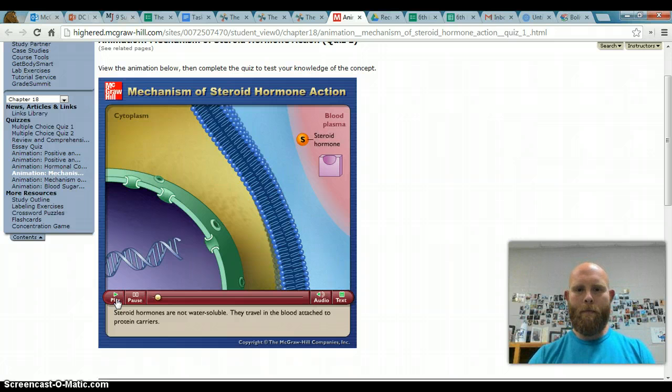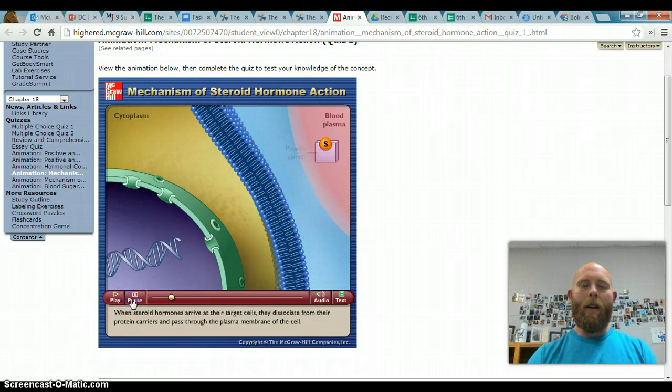Steroid hormones are not water soluble. They travel in the blood attached to protein carriers. Now remember, steroids are non-polar. They can't mix with polar substances, so therefore in order to make them mix, they bind with proteins, and sometimes they're called lipoproteins because it's a lipid substance combined with a protein, and that protein just shuttles it around and makes it soluble in the water so it can be transported.